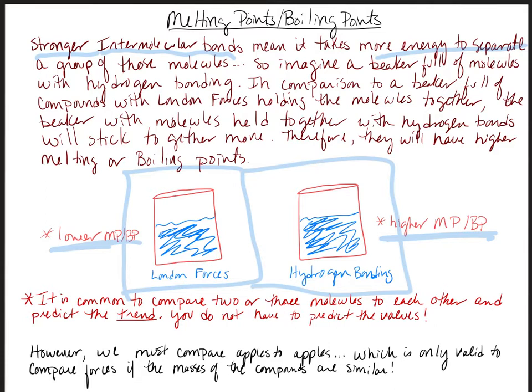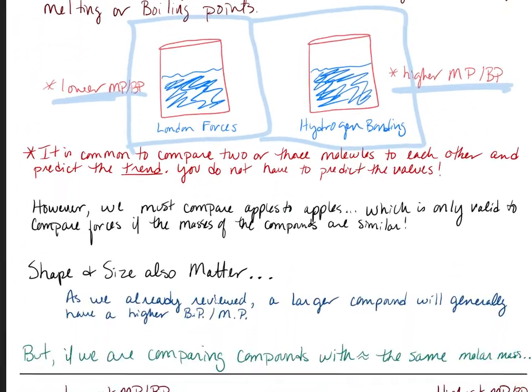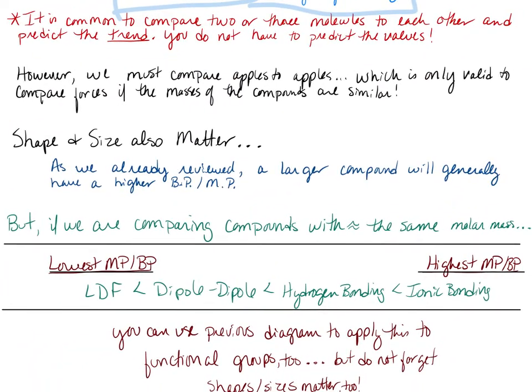Nobody expects that. But what you do want to be able to note is that probably these things stick together more, and therefore it's going to have a higher melting point. And these things don't stick together as much, and they're probably going to have a lower boiling point. So when we go to compare these things, you have to compare apples to apples, which means that the mass of the compounds needs to be similar. Not exact, but pretty much on point, because shape and size also matter, that we've already talked about. So larger compounds are generally going to have a higher boiling point and melting point.